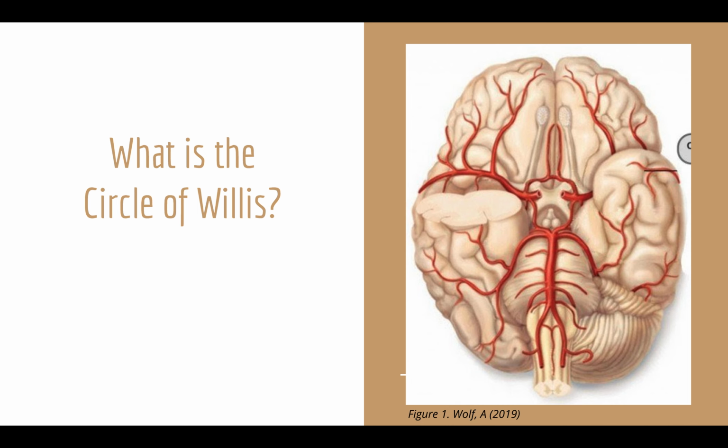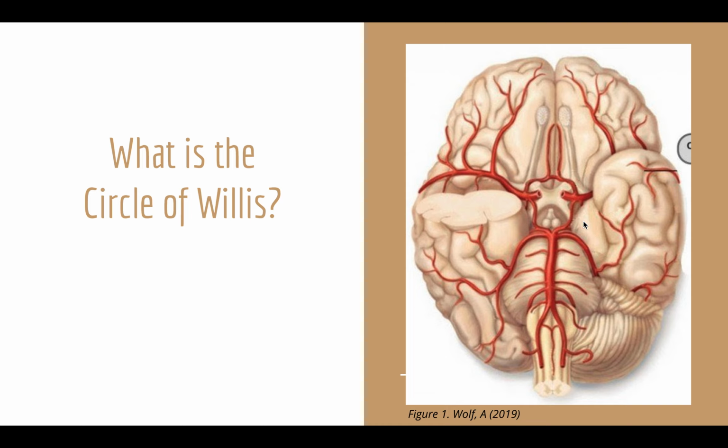So, what is the circle of Willis and its function? Well, when blood flows to our brain, the blood supply to the brain is divided into the anterior and the posterior circulation. The anterior circulation derives the blood from the bilateral internal carotid arteries, these two right here, and supplies the blood to the majority of the cerebral hemisphere. The posterior circulation derives blood from the bilateral vertebral arteries, these two right here.